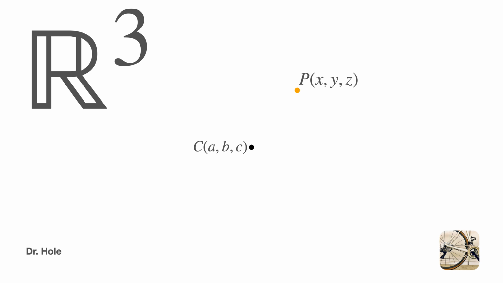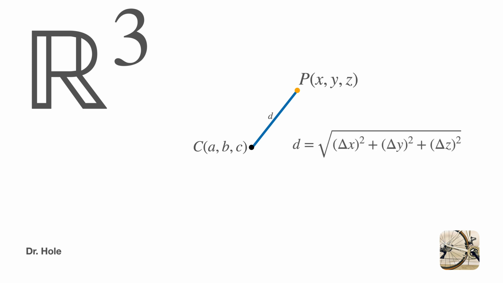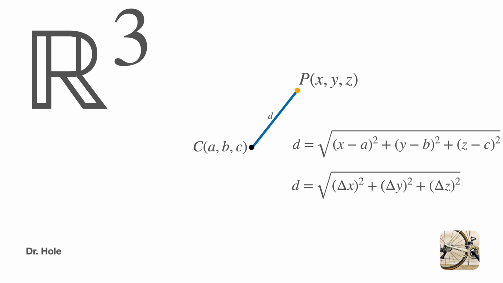Plug in the distance formula that we have. d is the distance between these 2 points. We know how to compute that. We look at the difference in x's quantity squared, the difference in y's quantity squared, the difference in z's quantity squared. So, for example, delta x is going to be x minus a. That's the change in x to go from the black dot to the orange dot. Plugging in for each of the delta quantities, we get this expression here.